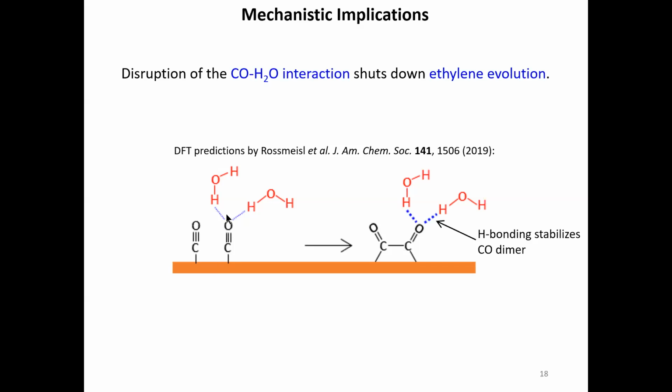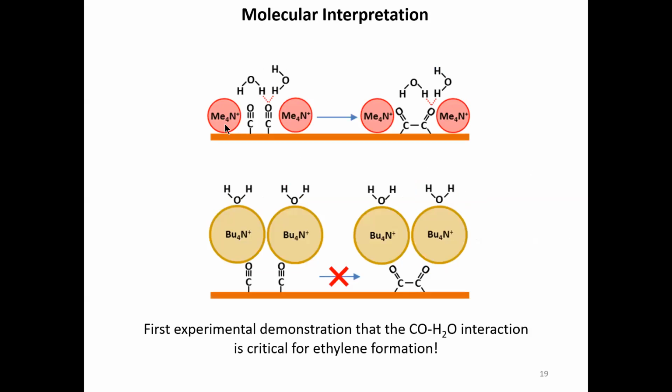And what they found is that in the presence of water molecules, that CO dimer is stabilized through hydrogen bonding. However, when the water is removed, this stabilization is no longer present and the dimer formation does not occur. So inspired by these theoretical insights, we propose the following interpretation. The smaller cations, such as tetramethylammonium, do not disrupt the interaction between interfacial water and the CO add layer. So therefore, as evidenced by the spectroscopy, these waters are available to stabilize the dimer once it forms.